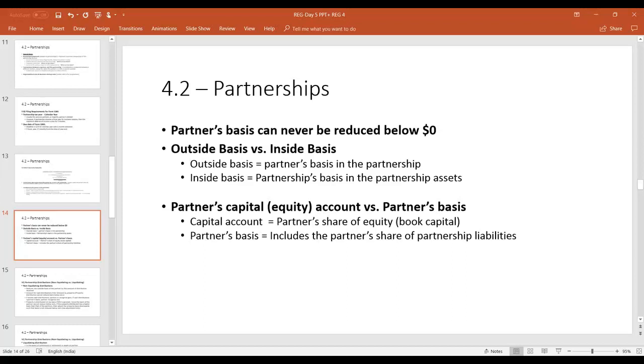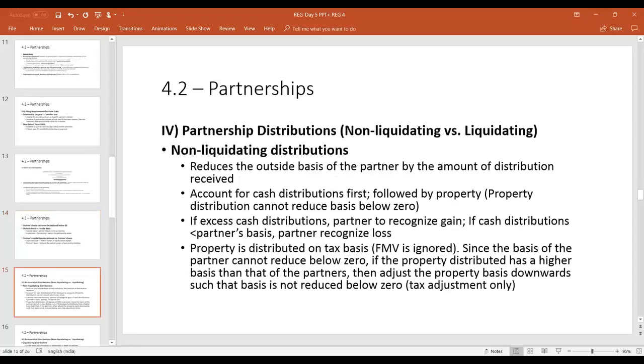Now, also you want to know what is the difference between the capital account and partners basis. Your capital account is basically your book capital, whereas the partners basis is the capital plus the percentage of partnership liabilities. Now, unlike S corp, the partners also receive distributions, and the distributions can be of two types: non-liquidating and liquidating. What is a non-liquidating distribution? Basically, a regular distribution during the life of the partnership.